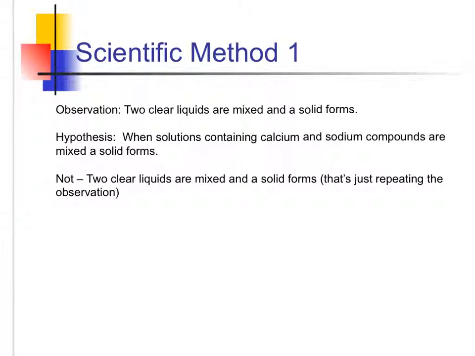An observation might be you taking two clear liquids that are mixed and a solid forms. And that solid is a precipitate, but not knowing anything about the clear liquids, you might not know. Upon further investigation of what the liquids are, you find that they contain calcium and sodium. And so a hypothesis would be: when solutions containing calcium and sodium compounds are mixed, a solid forms.